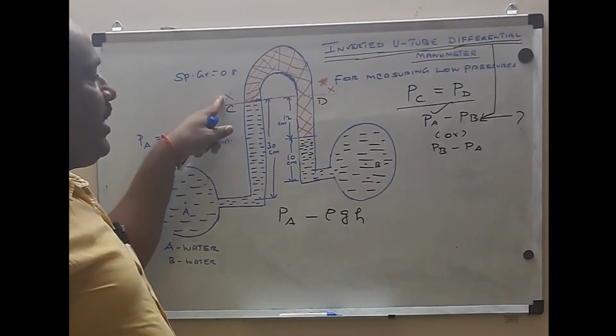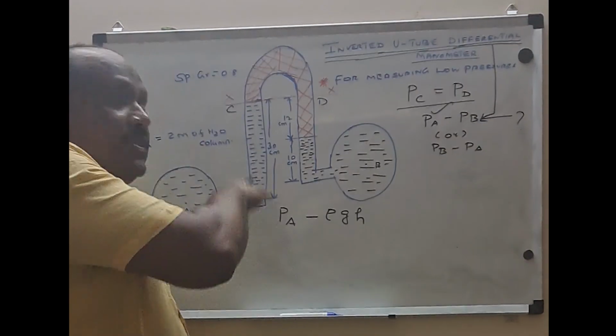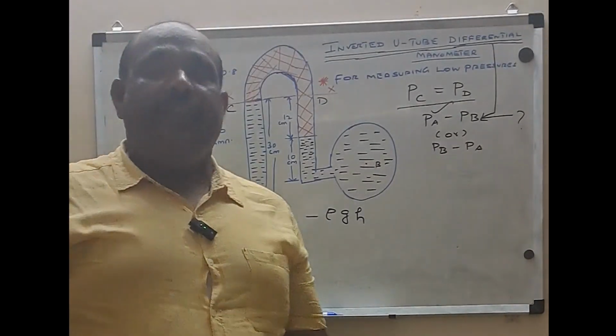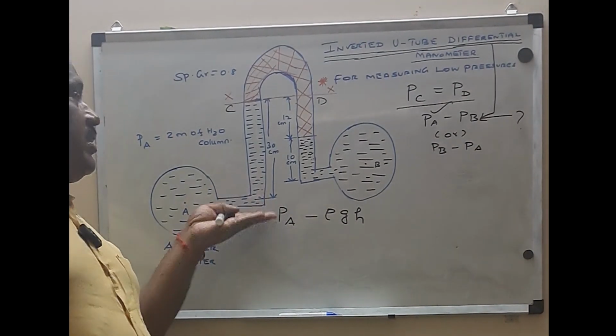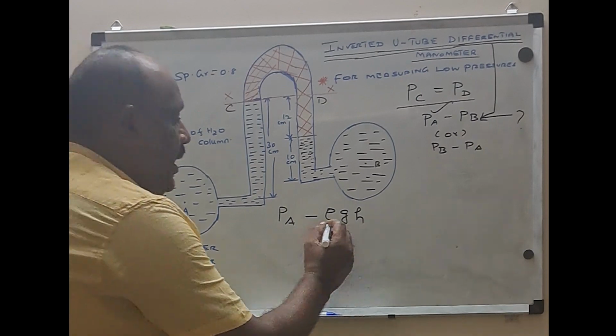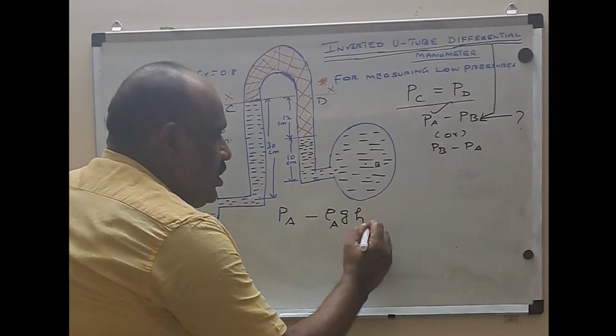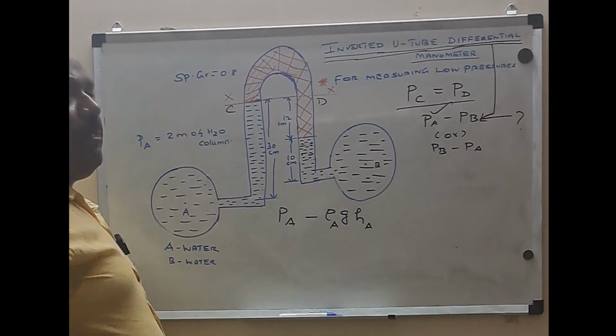So our datum is not here now. In the case of a normal manometer it comes below, so that is towards the gravity and we use a positive sign. Here we have to use a negative sign. Why are we using a negative sign? Because the water is trying to move against the gravity. So it is rho A into g into hA. This is the amount of pressure which will be available at the point C.